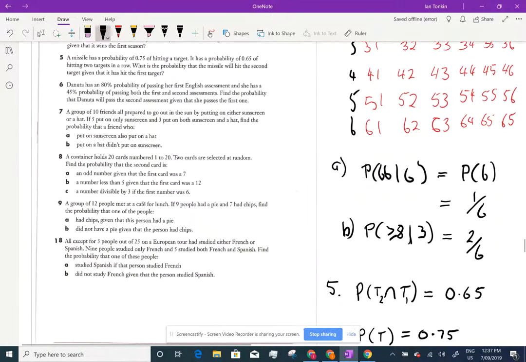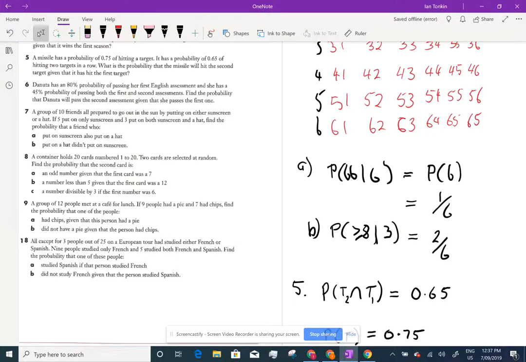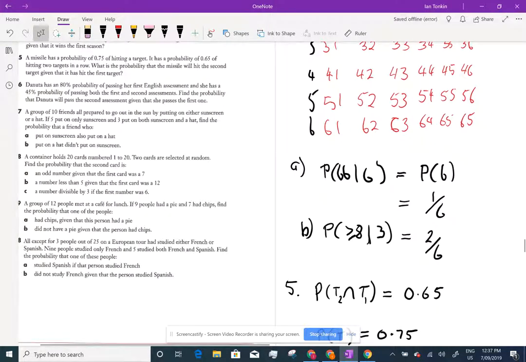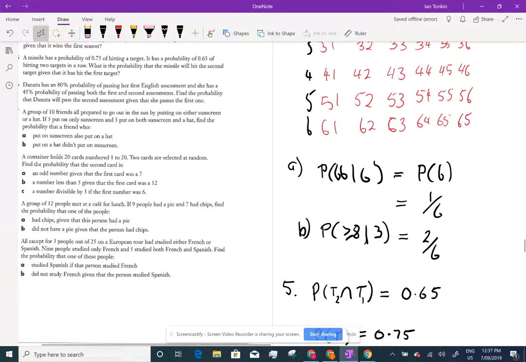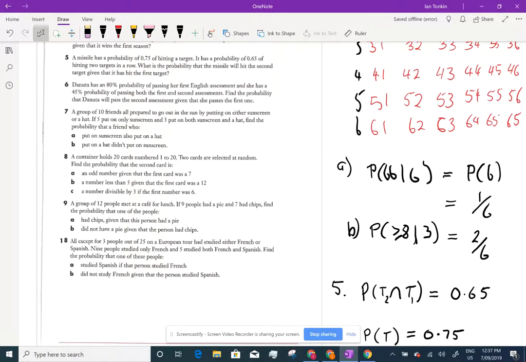And what have we got? We've got 10 friends all go out into the sun. They either put on sunscreen or a hat. 5 put on only sunscreen and 3 put on both. So let's make that sunscreen and a hat. So 5 do that, 3 do both. Now there are 10 and they've all done something, so that's got to be 2. 5, 3, 2.